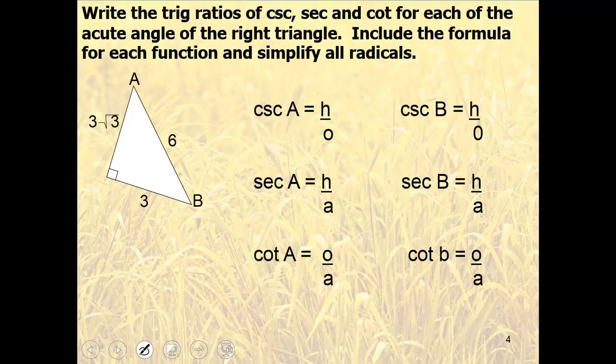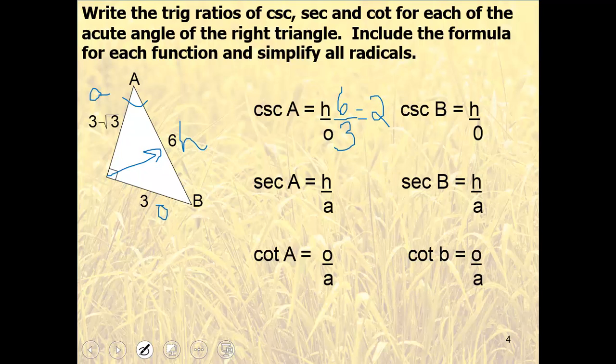All right, let's try A. Seeing as we did beta last time, let's do A this time. The cosecant of A, well, let's label our sides. We know this one's the hypotenuse. This one must be adjacent. Okay, so I have 6 over 3, which is equal to 2.